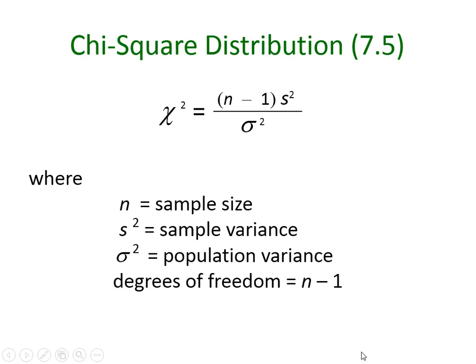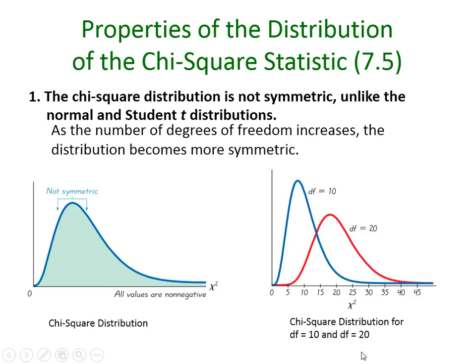Again, our degrees of freedom is the number in the sample minus 1. And so that's already kind of built into this equation as we're doing things. And so that is still your degrees of freedom as we look at it. So notice it's just looking at that ratio between the sample standard deviation and the population standard deviation that gives your chi-square distribution. Properties of this distribution.